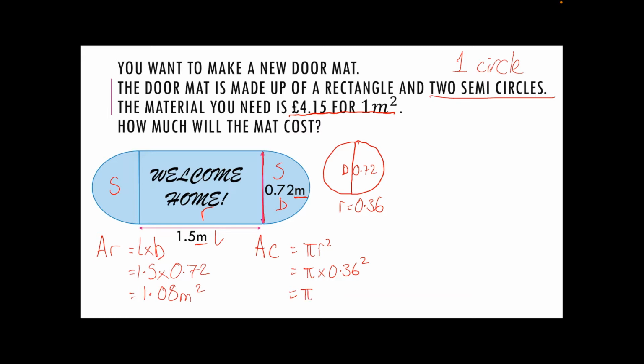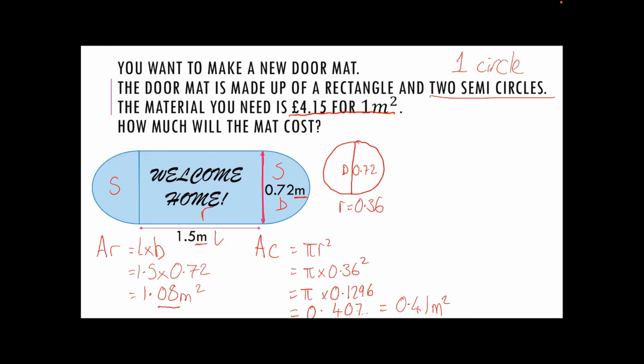And I always do the 0.36 squared first to make sure that it's only my radius that gets squared. I'm going to leave pi as it is, so 0.1296. When we multiply our radius squared by pi then, we are going to get 0.407. Because my rectangle gave us 2 decimal places, I'm just going to round this to 2 decimal places, so I get 0.41 metres squared this time.